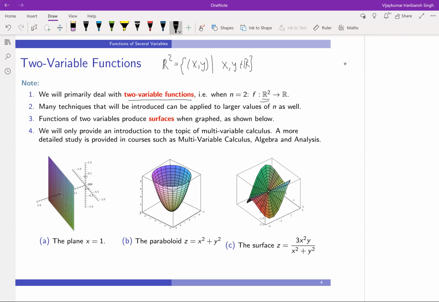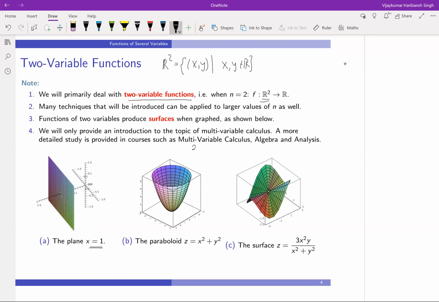Most of these techniques, actually quite a few techniques which will be introduced in this course, can be applied to a larger value of n as well. In fact, what you learned in functions of one variable, you'll see how it generalizes to functions of two variables and so on. Okay. So there are a few functions drawn here, namely x equals 1, z equals x squared plus y squared, and z equals 3x squared y upon x squared plus y squared. Such things are studied in detail in a course on multivariable calculus.